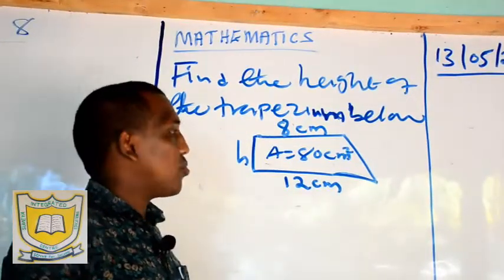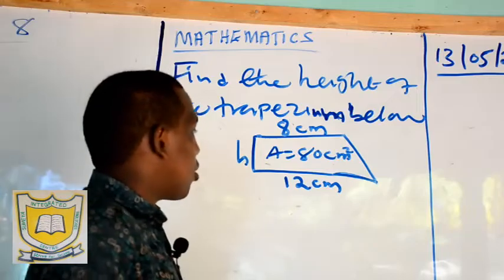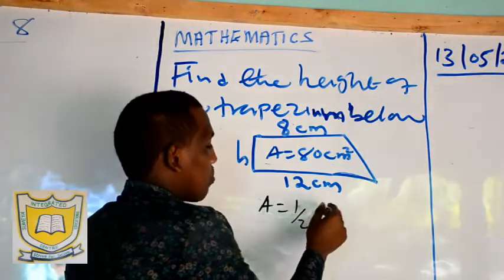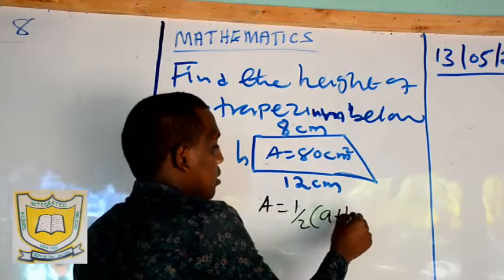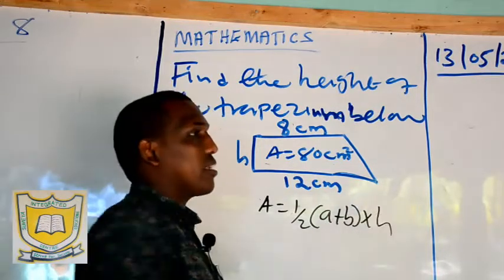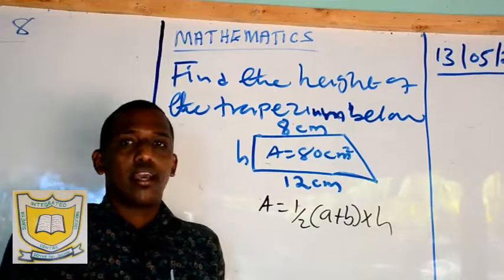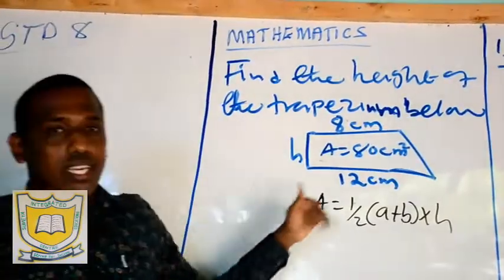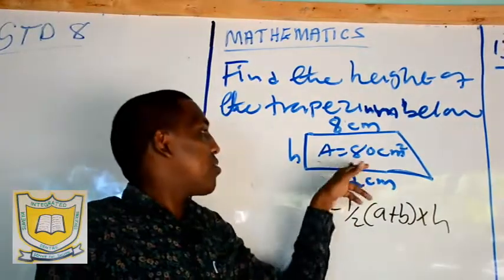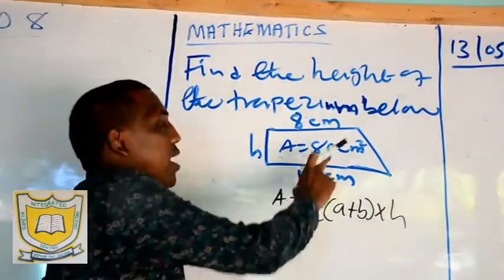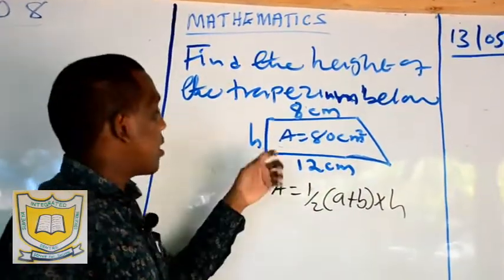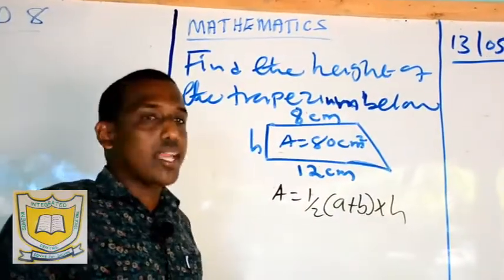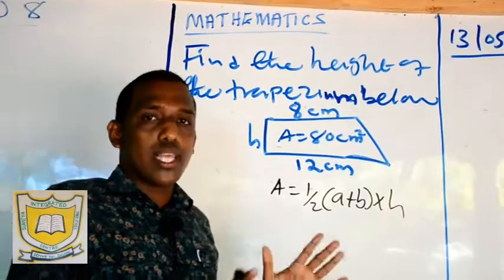Remember, yesterday we did the area of a trapezium, where we said the area of a trapezium is equal to a half into bracket A plus B times H, height. That's what we said yesterday. So now they don't want the area. Remember, they have given the area. The area is 80 centimeters squared, and then we have the two parallel sides, and then we have the height now. So we want to get the height.